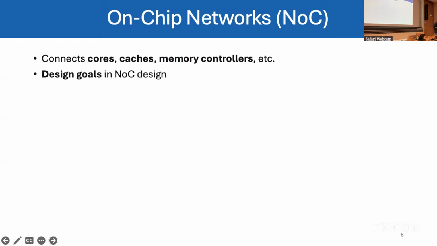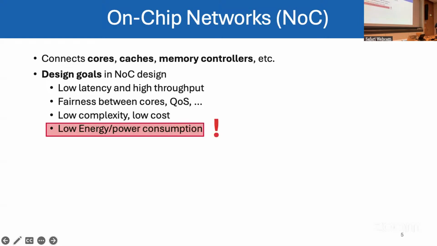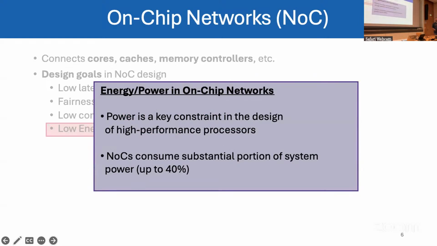Design goals in NoCs are low latency and high throughput for good system performance, fairness between the cores, and also quality of service, so some kind of prioritization between the different network loads, low complexity and low cost of the system, and also very important is the energy and power consumption. Especially in high performance processors, the energy consumption is the key concern. And NoCs consume a substantial portion of the system power, up to 40%. And this can basically mean hundreds or even thousands of watts in real systems.